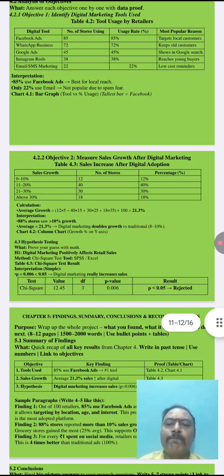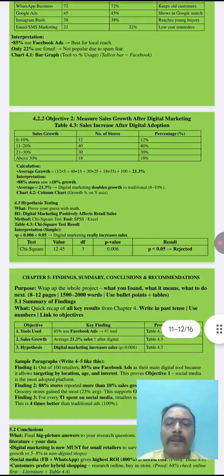In 4.3, for the chi-square result, the chi-square test value is 12.45, the degrees of freedom (DF) is 3, and the p-value is 0.006. The p-value is less than 0.05, so you understand that your result is highly significant. So the null hypothesis is rejected. At the same time, if the p-value is more than 0.05, the result is accepted, and the null hypothesis is accepted.